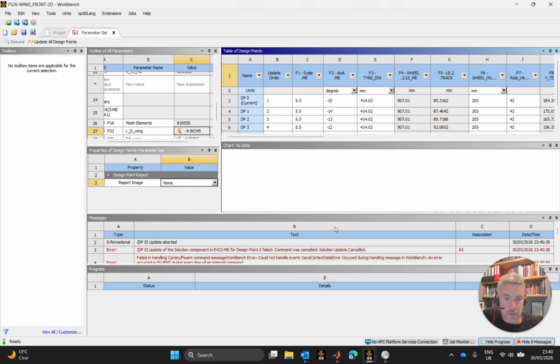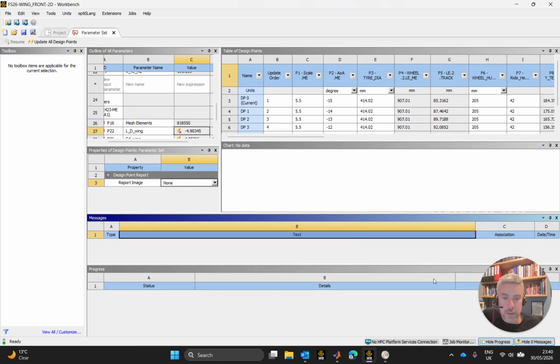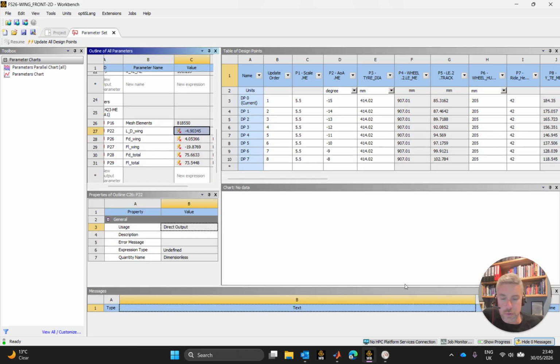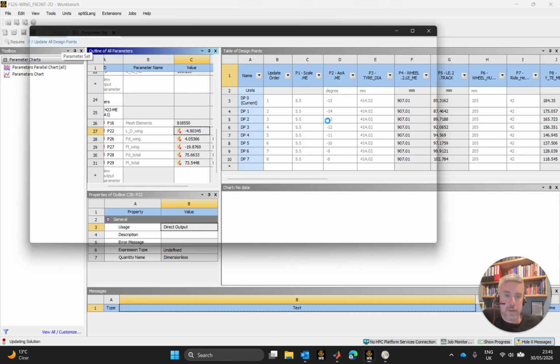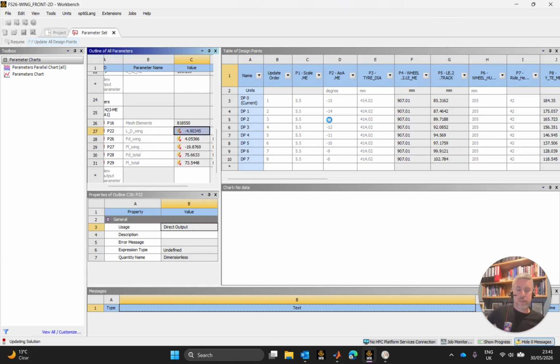So now that that there is set at current, let me just clear them messages so I'll be able to see when new messages come up. They're just X because I aborted it. Let's go again and update all design points. Right, so I'm going to let it run away this time. And as I said, by the time I have the next video started on this, hopefully this will have finished.